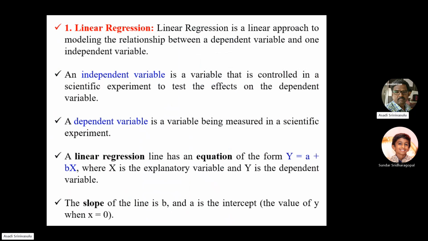And the first one is linear regression. So I'm going to demonstrate with practicals what is meant by linear regression. Linear regression is a linear approach to modeling the relationship between a dependent variable and one independent variable. An independent variable is a variable that is controlled in a scientific experiment to test the effects on the dependent variable. A dependent variable is a variable being measured in a scientific experiment.